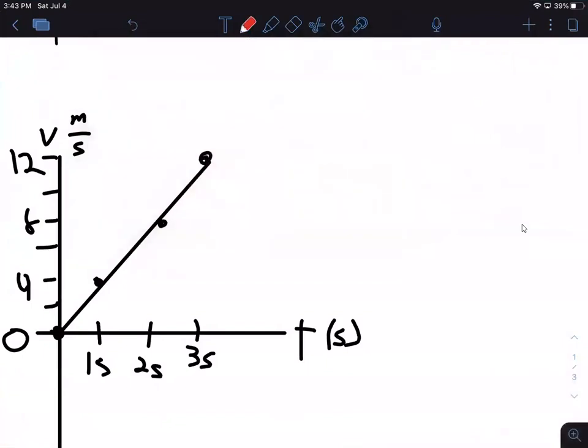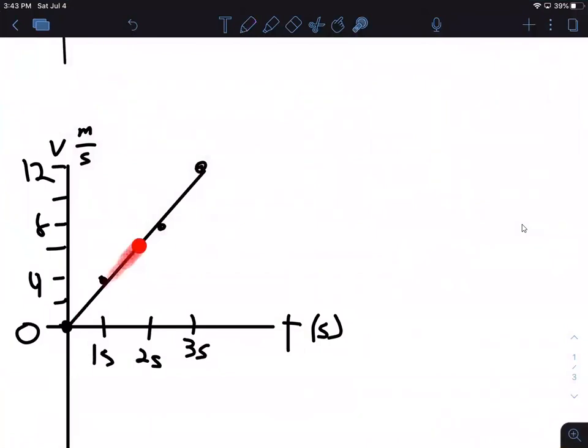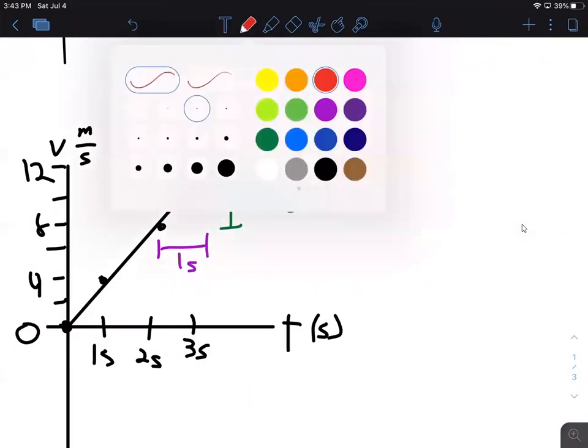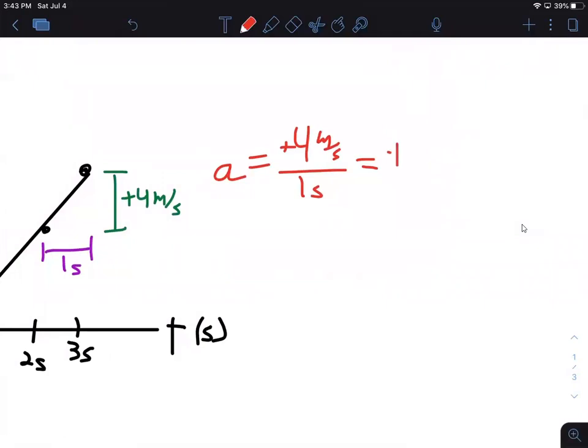So let's find the acceleration here. I'm going to look at the rise over the run. I can pick anywhere because it's the same slope everywhere. Let's just do from here to here. It's moving over 1 second, and it's going up from 8 to 12, so that's a rise of positive 4 meters per second. So my acceleration would be the rise over the run, which would give me, it goes up 4 meters per second every second. So I get 4 divided by 1, pretty straightforward, 4 meters per second per second.